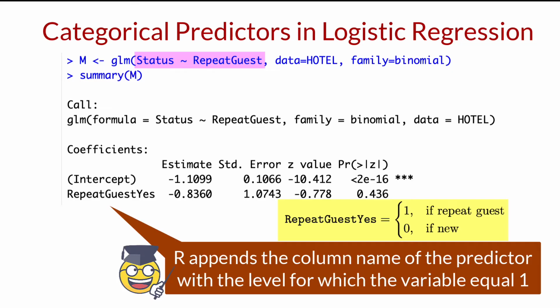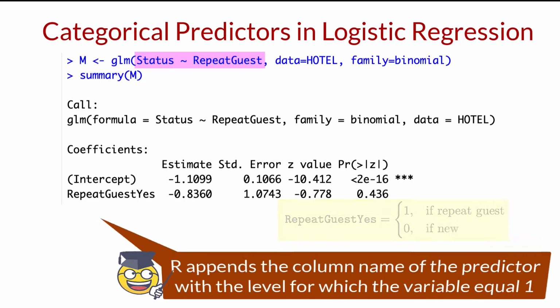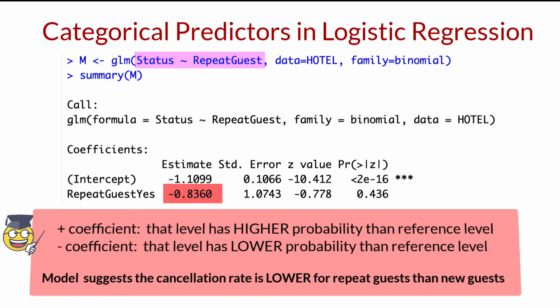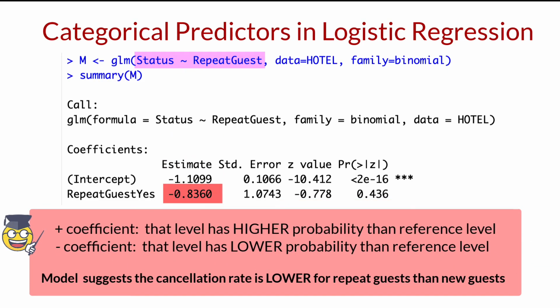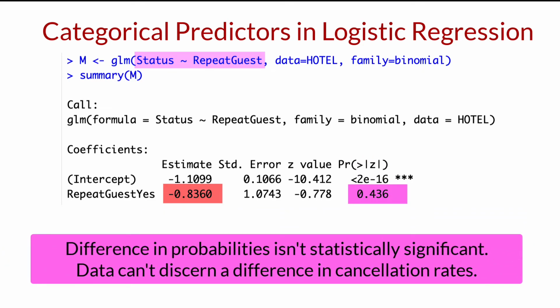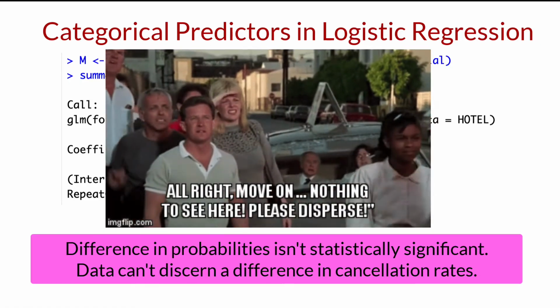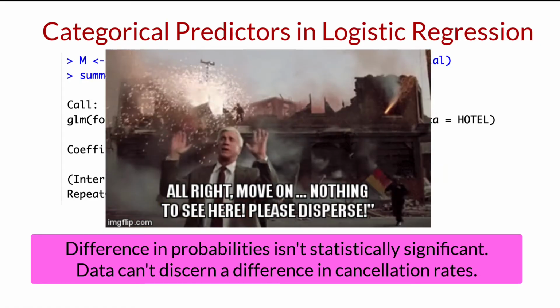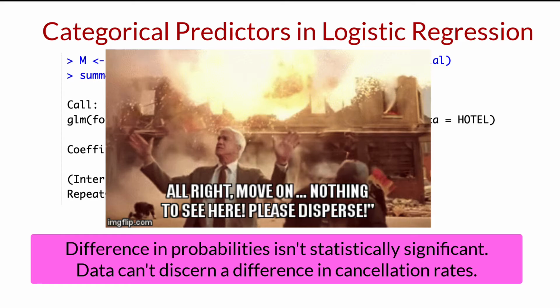So remember, it's taken the column name and appended the level for which this variable equals 1. And we see that the coefficient is negative. So that lets us know that the probability of canceling for repeat guests is lower than the probability of canceling for new guests. However, since the p-value is bigger than 0.05, the difference in probability is not statistically significant. Our data can't discern a difference in probabilities of cancellation if you're new versus repeat.